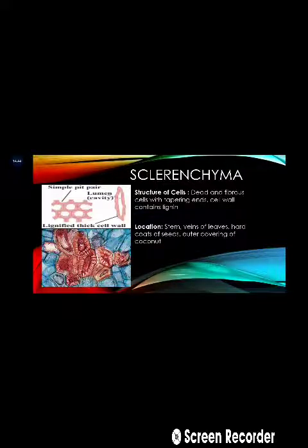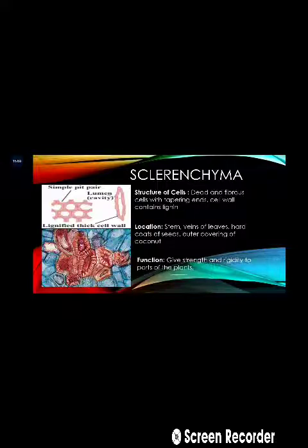Usually they are found in all the hard structures of the plant. Now what are they? The stem of the plant. You can see it in the veins of the leaf, the hard seed coat, the covering of the seed, and also the outer covering of coconuts.